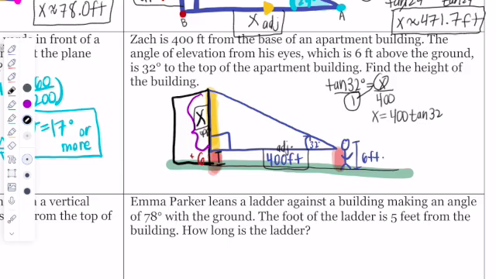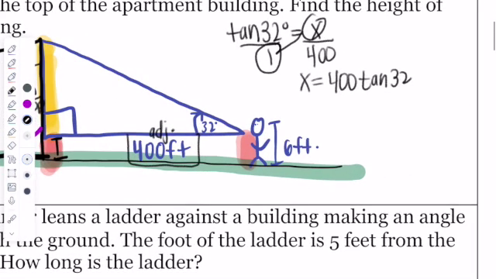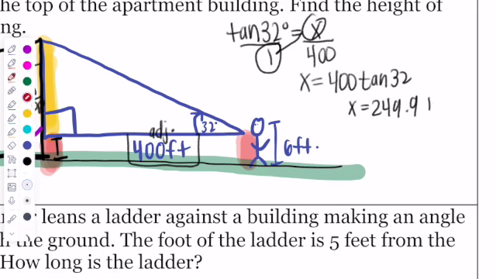So 400 times the tangent of 32 is going to give me 249.9. After that, we have about 249.9, and we want to add the 6 feet that Zach stands to that. So at the very end, we're going to say plus 6. Let me color code that. That's going to be plus the 6 feet that he stood tall, so plus 6.